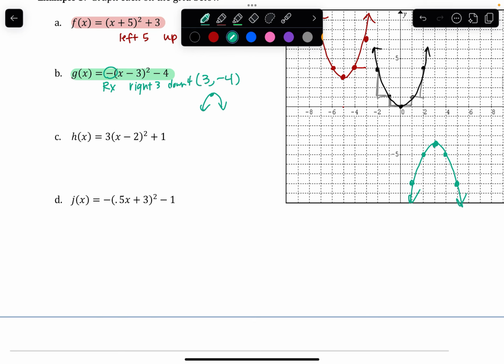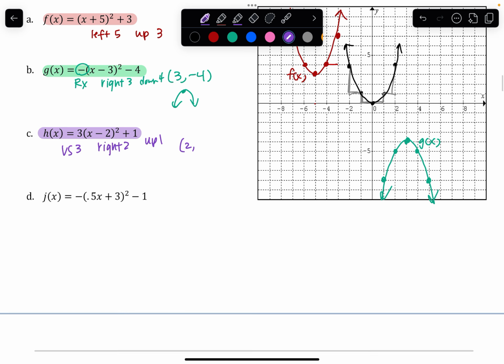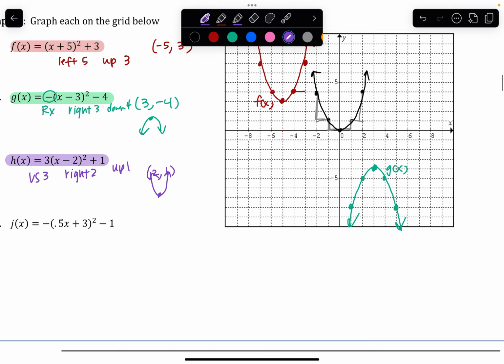Okay, next up, we have h of x. So this was f of x. Green was g of x. Now let's get h of x. He's been vertically stretched by 3, right 2, up 1. So his vertex is (2, 1). Still opening up, but he's going to be narrower.